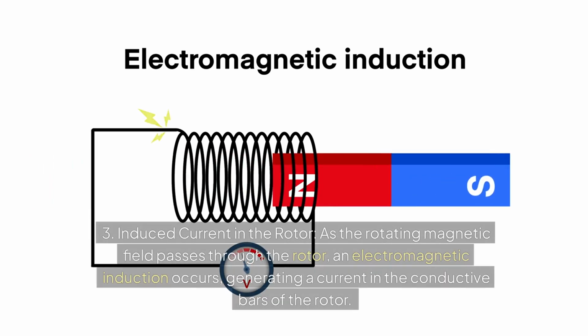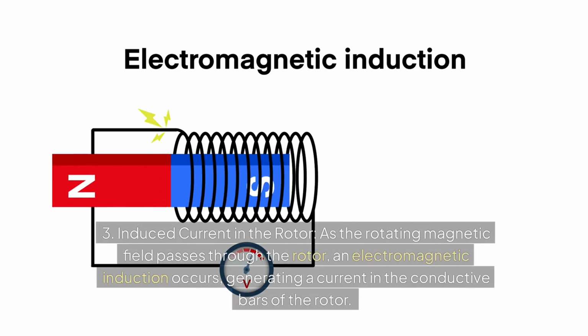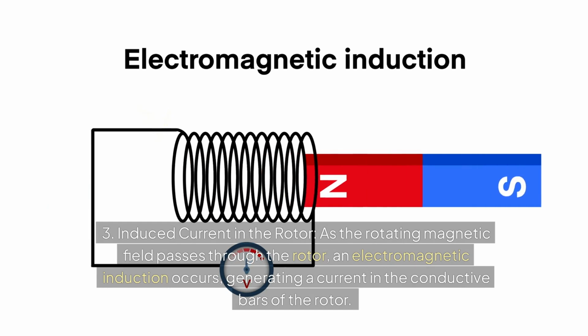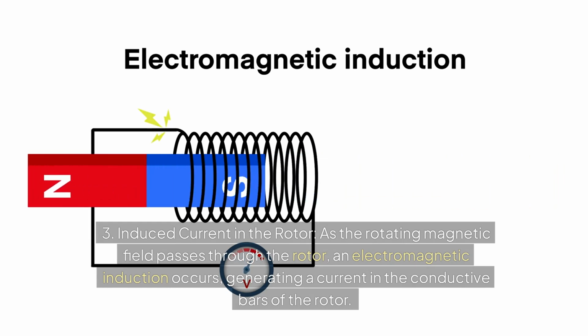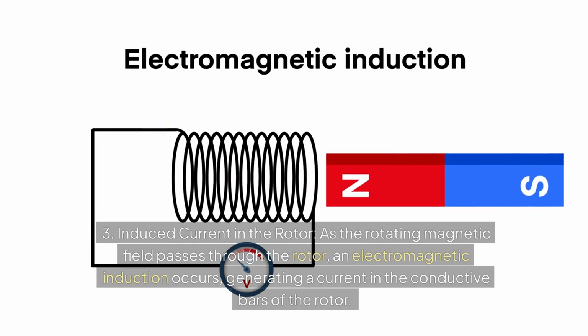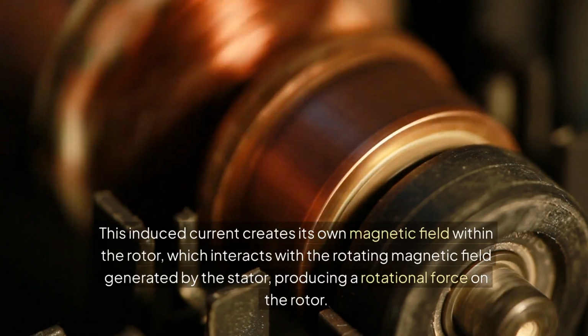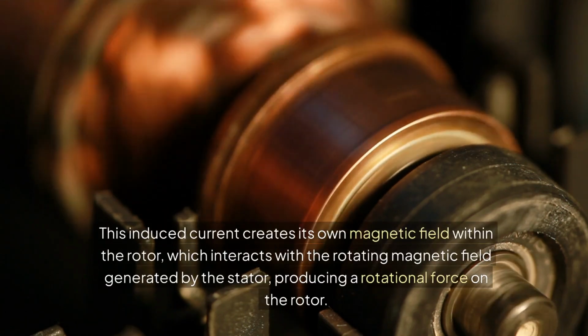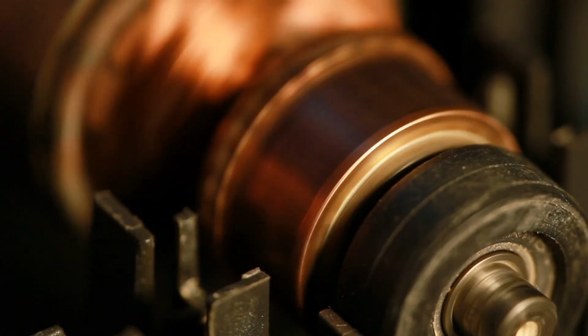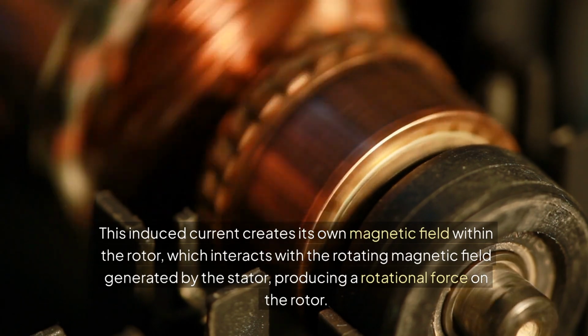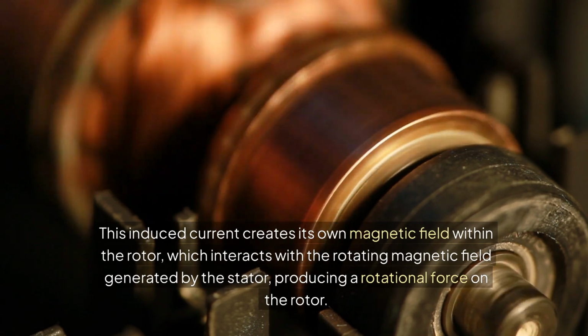3. Induced current in the rotor. As the rotating magnetic field passes through the rotor, electromagnetic induction occurs, generating a current in the conductive bars of the rotor. This induced current creates its own magnetic field within the rotor, which interacts with the rotating magnetic field generated by the stator, producing a rotational force on the rotor.